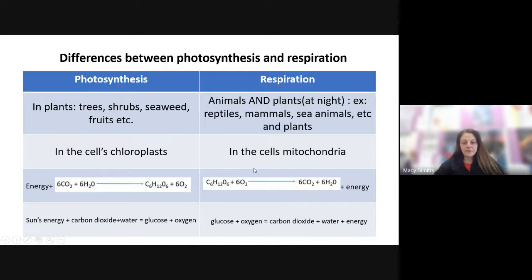For example, respiration is the one for humans. So we need glucose. Look here, glucose plus oxygen that we breathe. Think about it. What do we breathe? We breathe oxygen. We need food. We eat glucose. And that will give us carbon dioxide. We exhale carbon dioxide, water, and energy. And then you'll know that photosynthesis is the exact opposite.